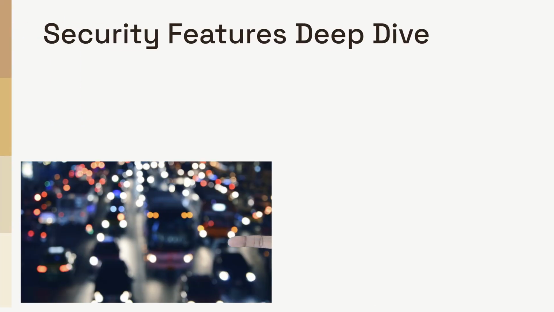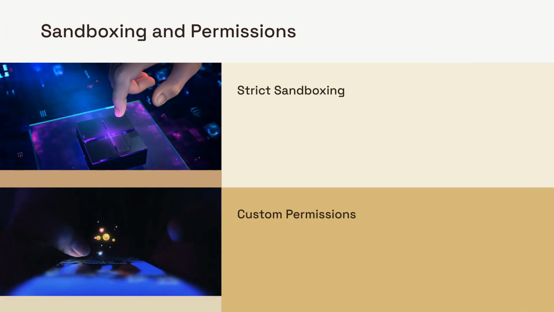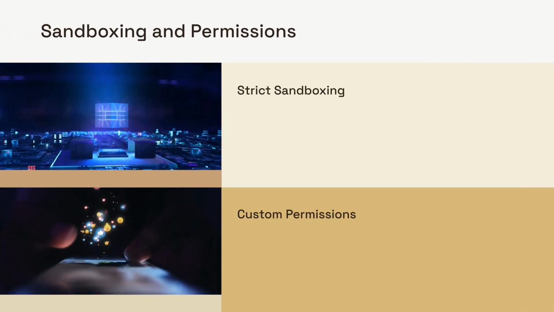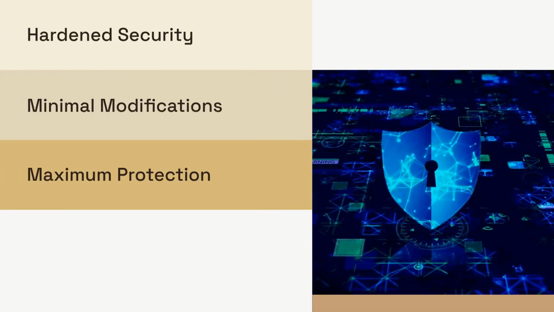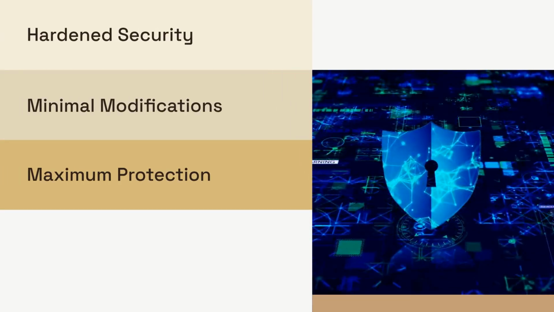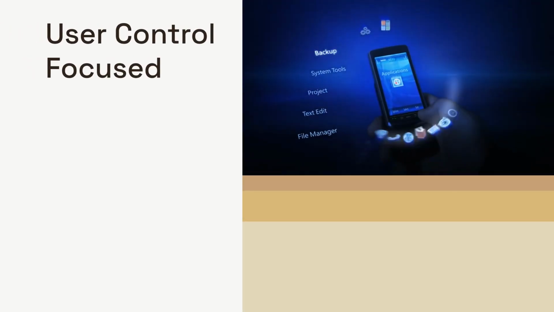Now let's dive into the security features that set GrapheneOS and CalyxOS apart. We'll compare their approaches to sandboxing, app permissions, and privacy-centric design. GrapheneOS emphasizes hardened security with minimal system modifications for maximum protection. CalyxOS focuses on user control and customizable privacy settings, offering flexibility.